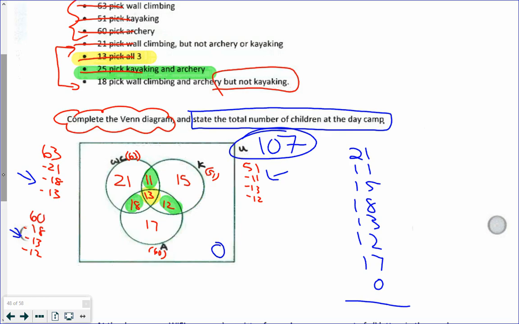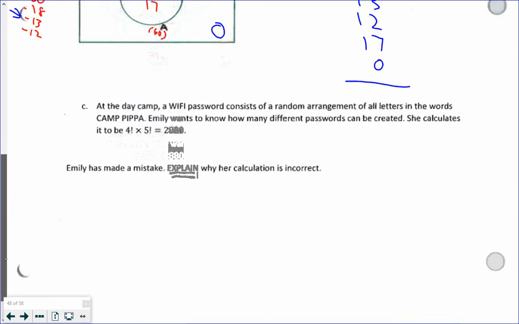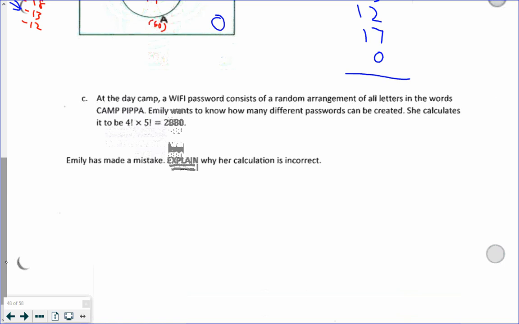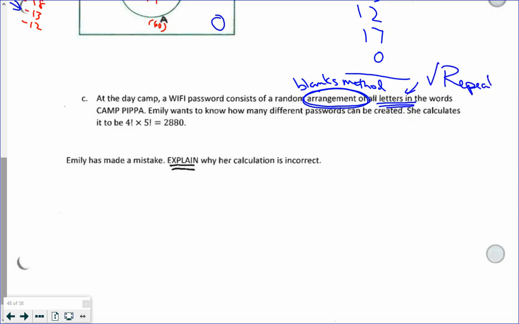Okay, so we've got a puzzle. We've got set theory. What's my next unit? At the day camp, so again, we're still talking about kids, a Wi-Fi password consists of a random arrangement. So you're thinking blanks method. And we talked about this last week. When you think about blanks method and we're thinking about letters, you always want to check for repeats. Repeated letters change the blanks method.